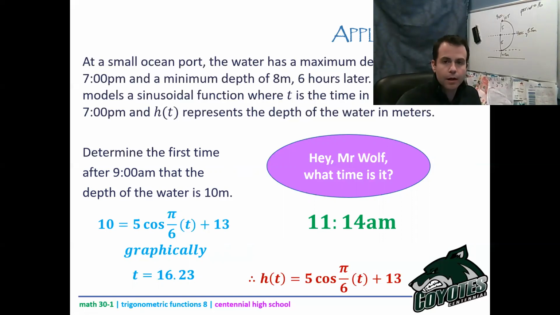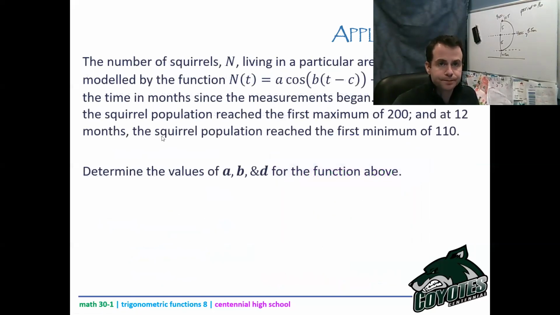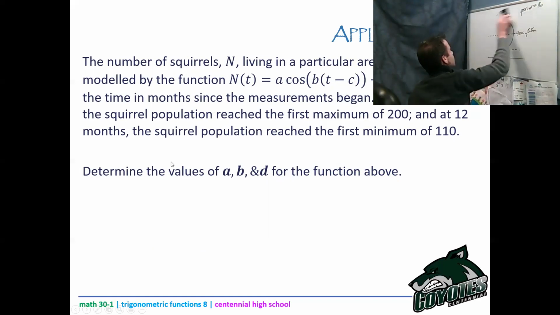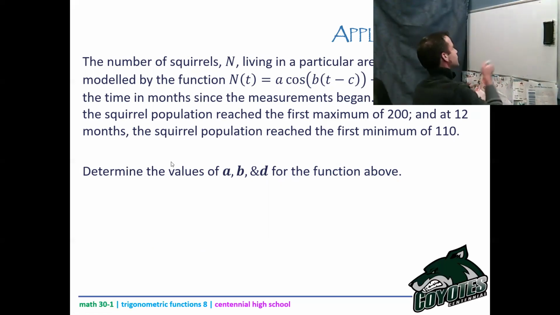Okay? All right. The last question, you might go squirrely on. Okay, the number of squirrels, n, living in a particular area can be modeled by the function n of t equals a cos of b t minus c plus d, where t is the time in months since the measurements begin. At 5 months, the squirrel population reached the first max at 200. So there's a point. You know you've got 5, 200. I'm just going to write that for our reference. I've got the point 5, 200.